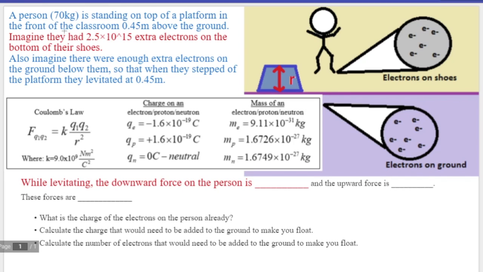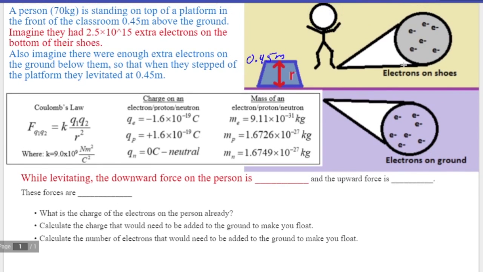A person who has a mass of 70 kilograms is standing on top of a platform in the front of the classroom. This platform is about 0.45 meters off the ground, so I can write that, 0.45 meters. Imagine they had 2.5 times 10 to the 15 extra electrons on the bottom of their shoes. Also imagine that there were enough extra electrons on the ground below them so that when they stepped off the platform, they levitated at that distance of 0.45 meters.